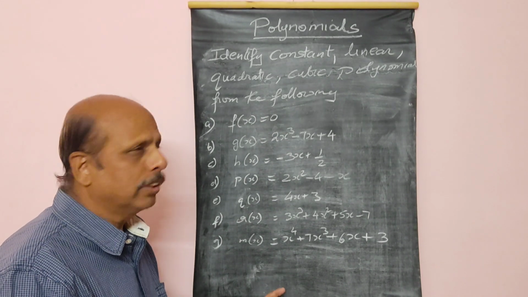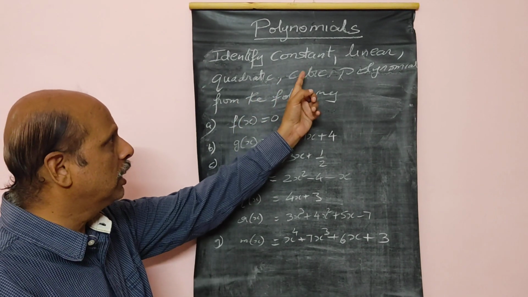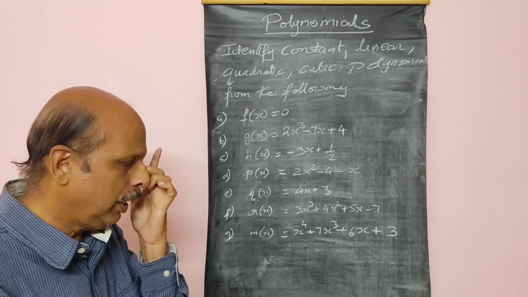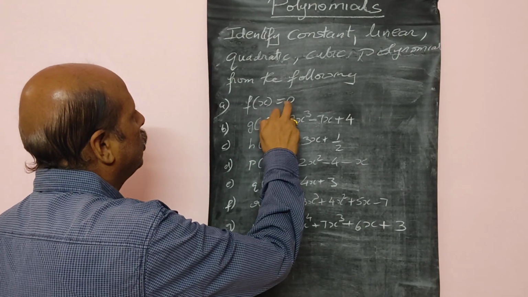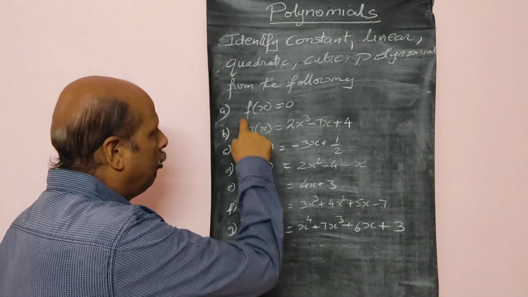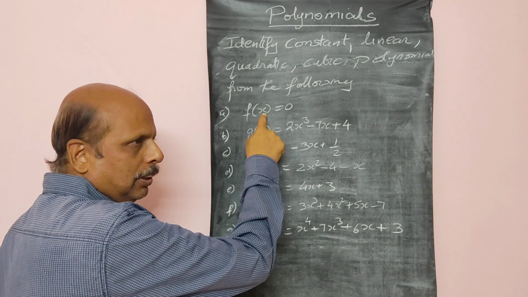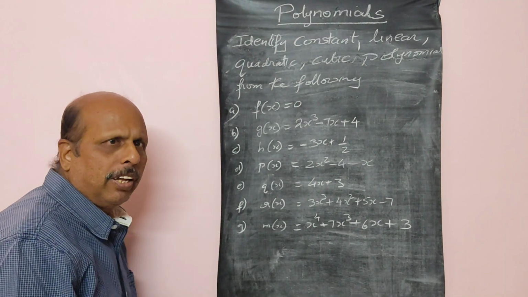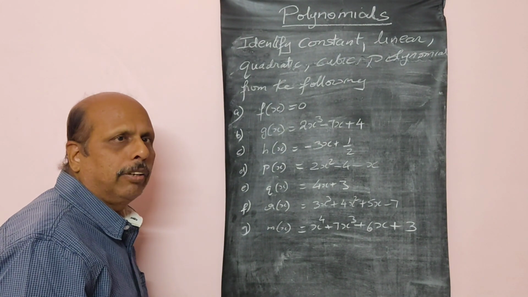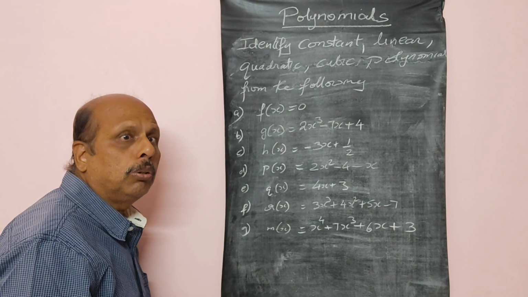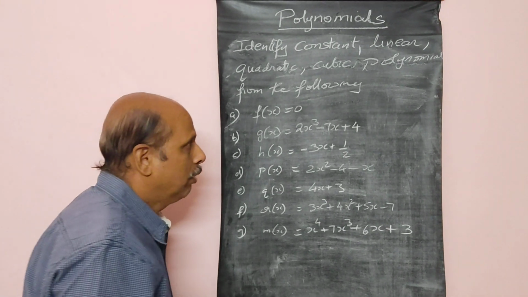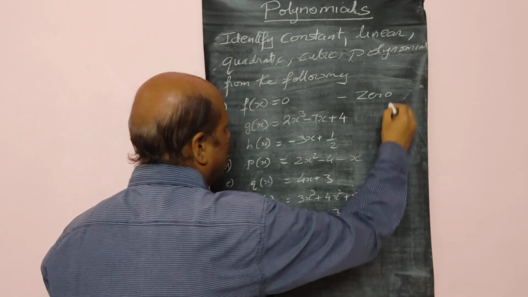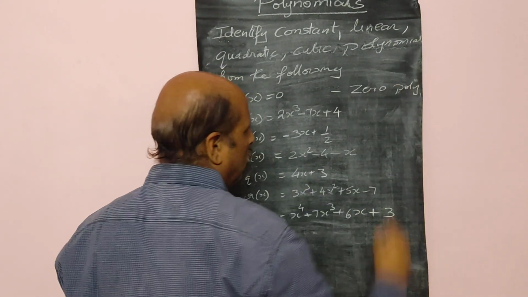So a small exercise on that. Identify the constant, linear, quadratic, cubic polynomial from the following. Now if you see this, f of x is equal to 0. That means f of x is a polynomial in x, where x is a variable. Here the number is 0. What type of thing is it? It's a 0 polynomial. Clear?